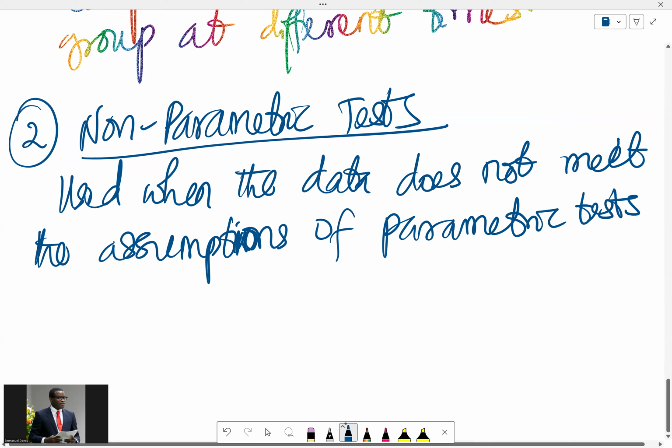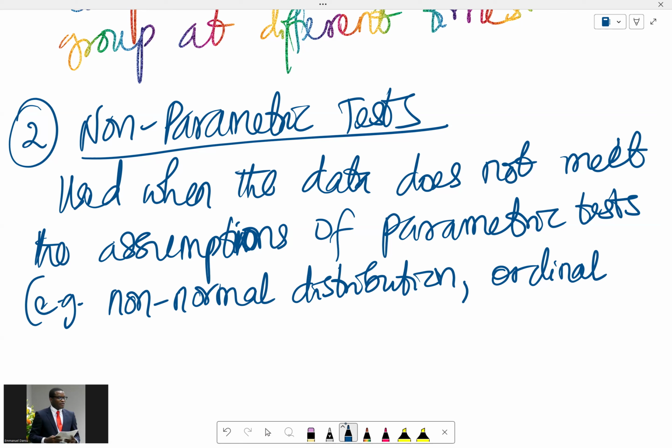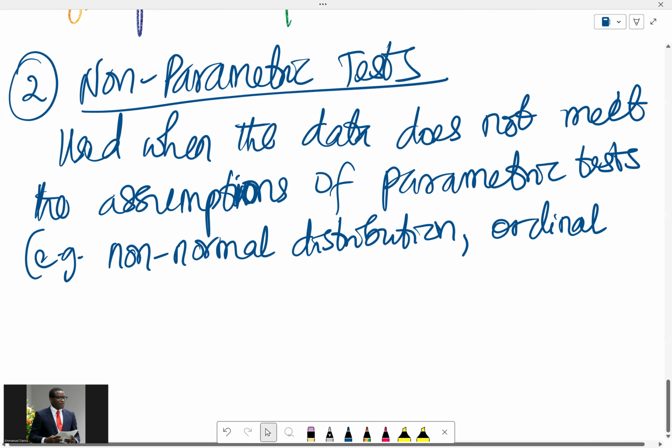For example, the data is not normally distributed, a non-normal distribution. Another case is when you have ordinal data. You remember the measurement scales like ordinal, ratio, and all the rest. So you can use a non-parametric test for ordinal data.